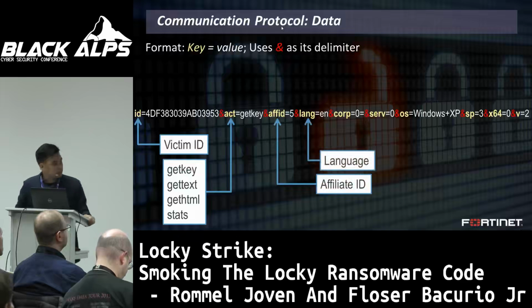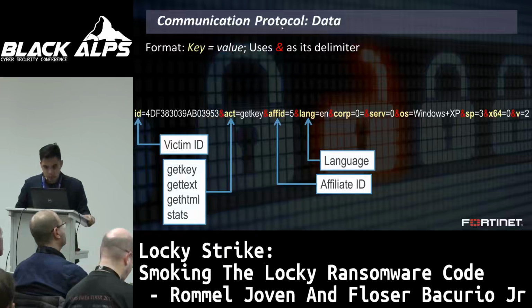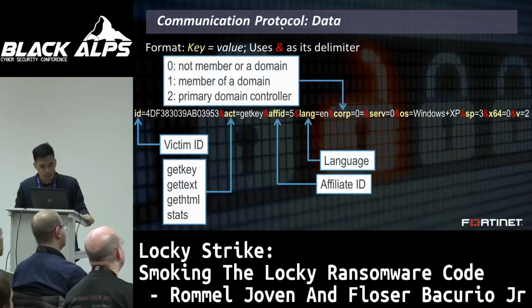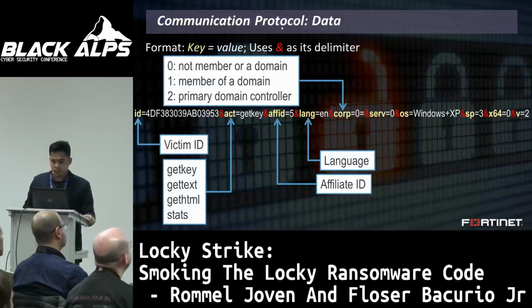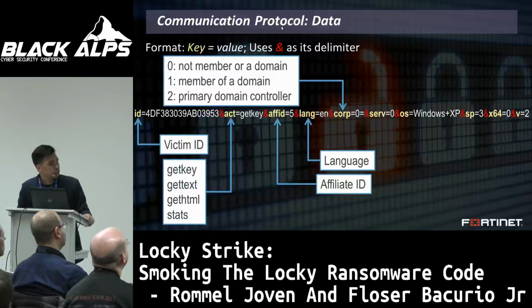Then we have the language. Since Locky is multilingual, it retrieves the default language of the victim. This will be used to determine the language of the ransomware note when requested to the CNC. So if it's not English or it's a different language, then that's the corresponding ransomware note that will be received by the victim. Next is corp, or this could stand for corporation, and it tells if the infected user is a member of a domain, which could mean it infected a corporate computer.